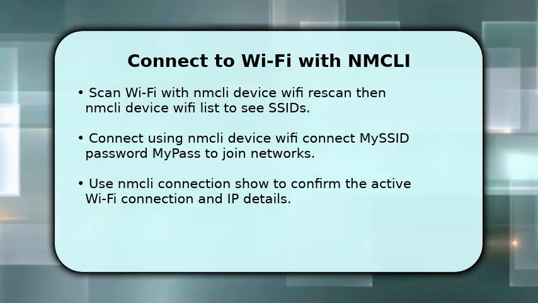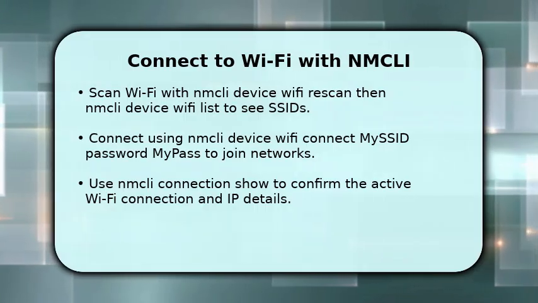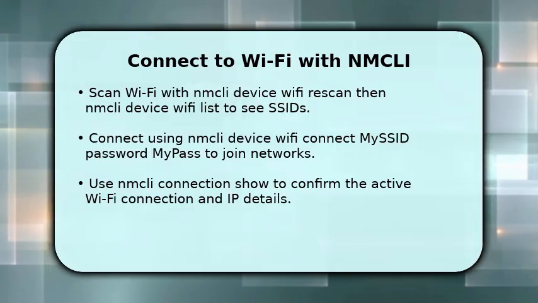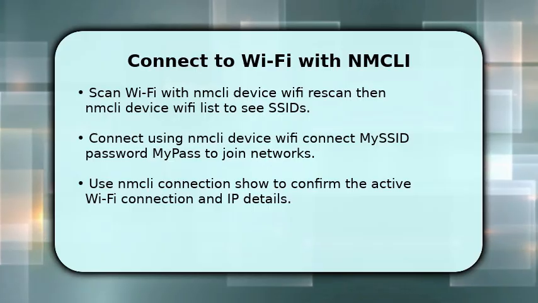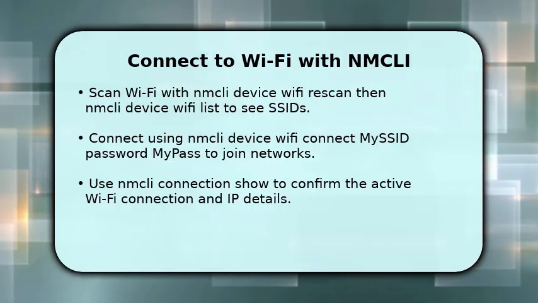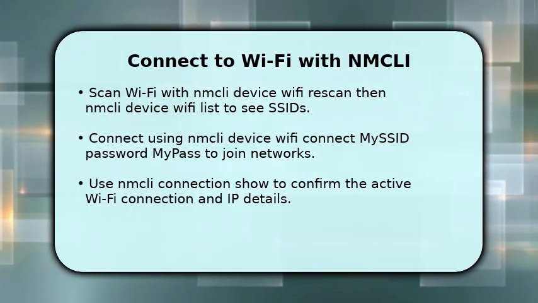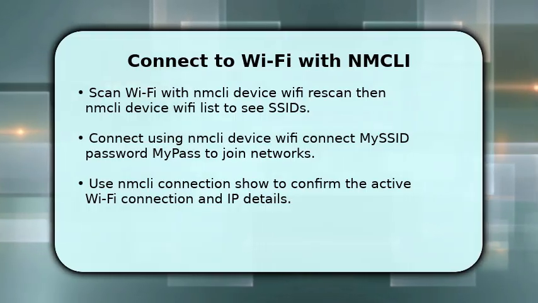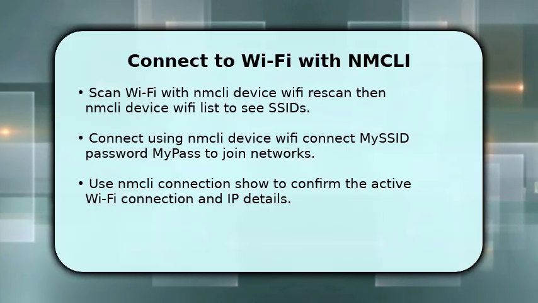Verify the connection with nmcli connection show and ip addr to confirm the assigned IP address. If the network uses WPA Enterprise, create a connection profile with nmcli and supply identity and password fields. To disconnect, use nmcli device disconnect wlan0 and reconnect when ready.